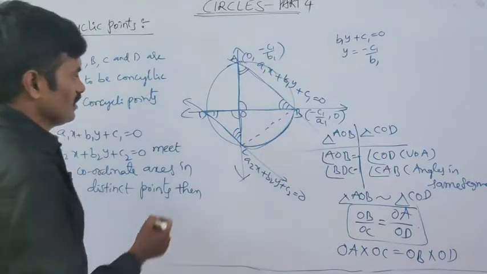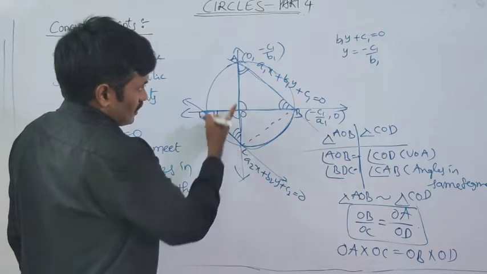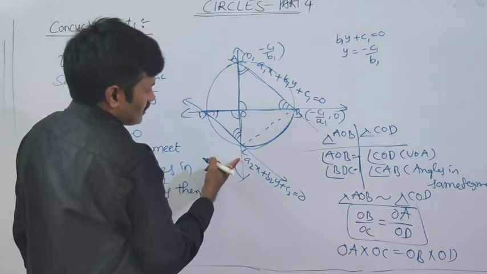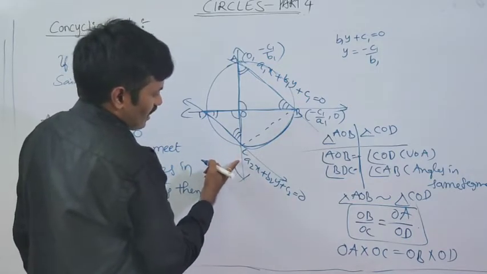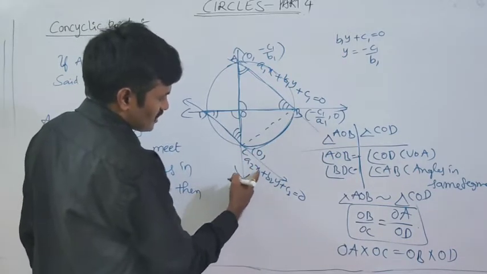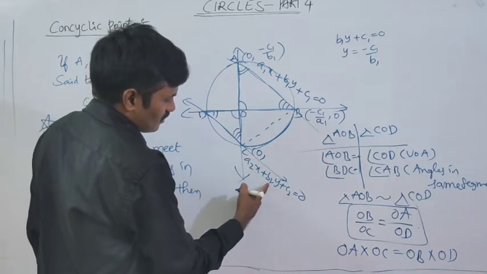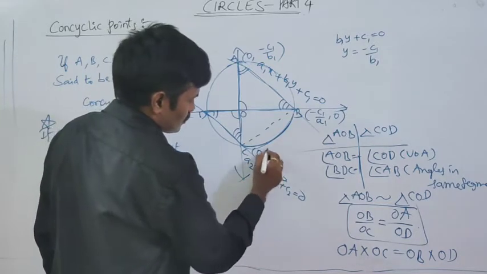Similarly, the same applies here also. The point C is on the y-axis, then the x coordinate is 0. Since the x coordinate is 0, a2x vanishes and becomes 0. Then the y value is minus c2 by b2.